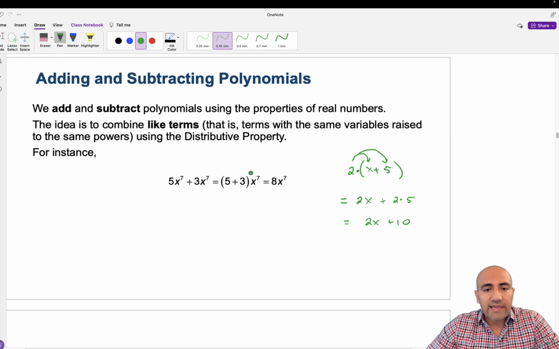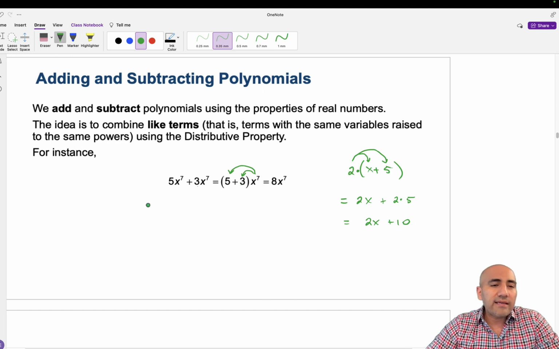So notice that if I wanted to distribute, I can distribute this way. X to the 7th power times 5 would give us that first term. And then x to the 7th power times 3 would give us this next term. So I can kind of do the reverse of distribution. I can add these things here. So now 3 plus 5, that's just going to be 8. And so I get 8x to the 7th power. Okay, that's what they mean by using the distributive property to add.